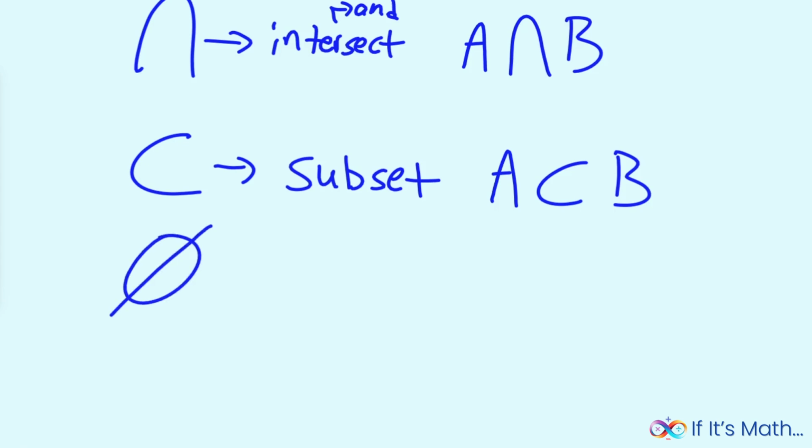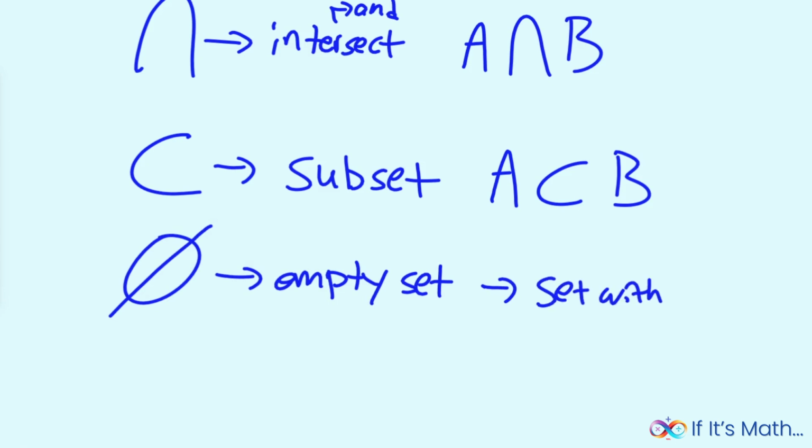And then the last one was empty set. So it's like that O or 0 with a line through it. And the empty set is the set with no numbers. So those are the important ones to refresh on. So we've got our union, our intersect, our subset, and our empty set. And with that, we're going to be able to jump straight into some new symbols for today. So just a few that we need to talk through.